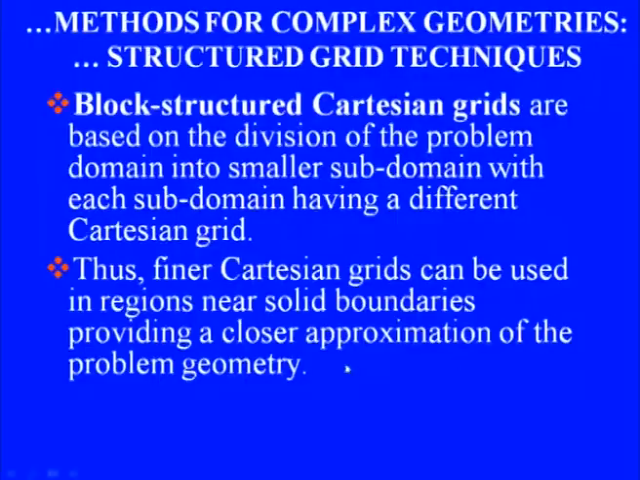It is also possible for us to have Cartesian grids everywhere. So this particular technique is called block structured Cartesian grids. They are the flavor of the day very recently in context of finite difference and finite volume based CFD analysis, wherein we can have smaller subdomains with each subdomain having a different Cartesian grid, and we can have very fine Cartesian grids in the regions near solid boundaries or where we have got discontinuities or shock waves to provide a very close approximation of the problem geometry or the sharp gradients which are present in the physical solution.